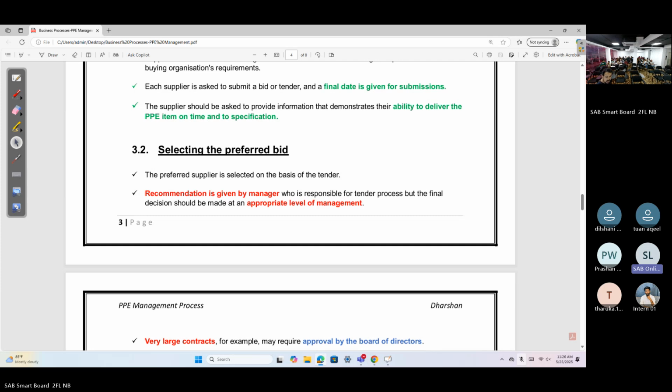Recommendation is given by the manager who is responsible for the tender process. He will see the prices quoted by the supplier and he will give a recommendation. But that also must be approved by an authorized person. The final decision should be made by the appropriate level manager. Clear?